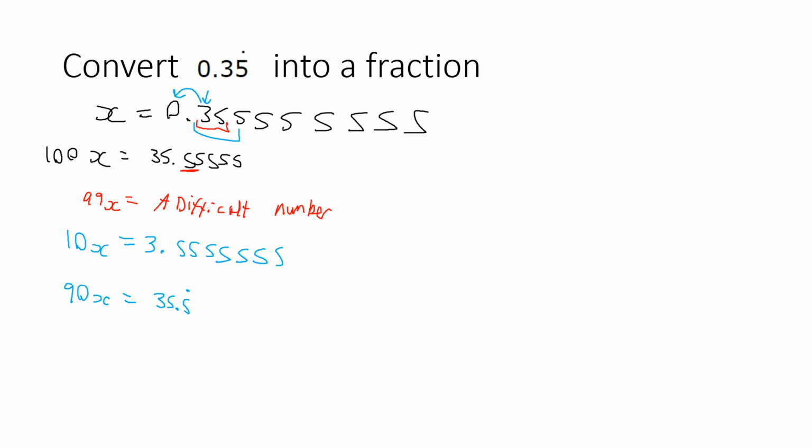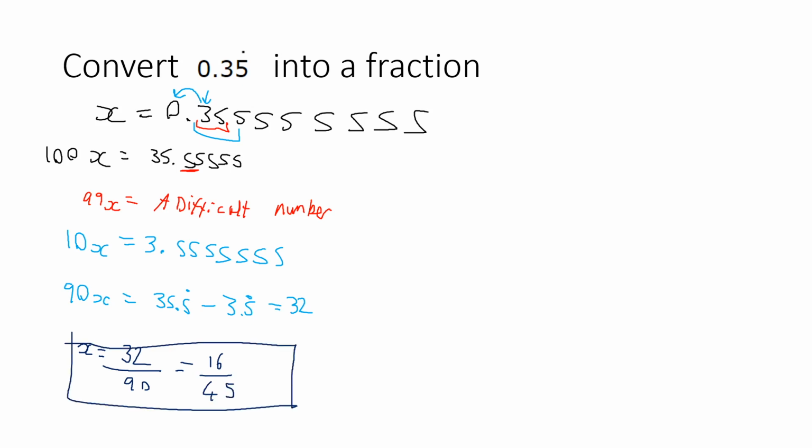And so we can safely say then that 90x is going to be 35.5 recurring minus 3.5 recurring, which is just going to be 32. Okay? And so therefore x is just going to be 32 divided by 90. If we want to simplify the fraction, all we need to do is leave the answer as 16 over 45. And that is our final answer.